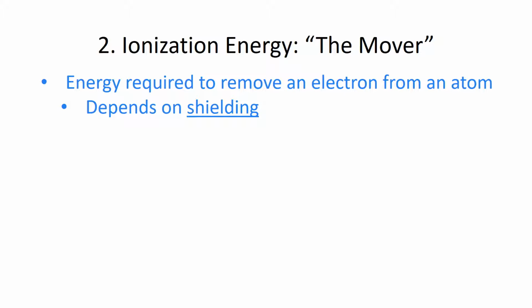The second trend, ionization energy, can be referred to as the mover. It is the energy required to remove an electron from an atom, and this depends entirely on what we call shielding, a concept that explains how the inner orbital electrons block the protons in the nucleus from seeing the valence electrons in the outermost shell.